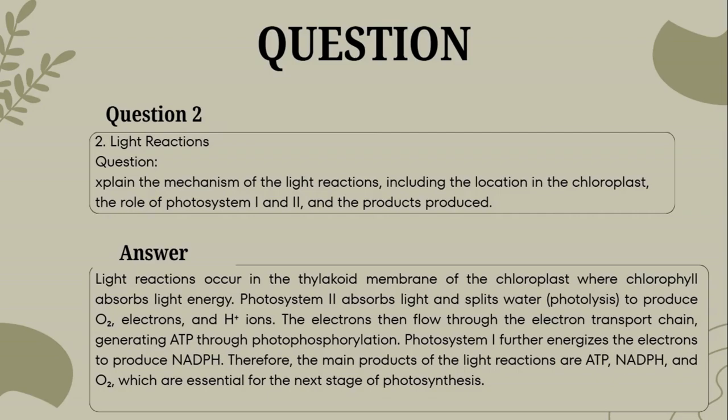Photosystem 2 absorbs light and splits water, or photolysis, to produce O2, electron, and H plus ion. The electron then flow through the electron transport chain, generating ATP through phosphorylation, and photosystem 1 further energizes the electrons to produce NADPH. Therefore, the main products of the light reaction are ATP and NADPH and O2, which are essential for the next stage of photosynthesis.